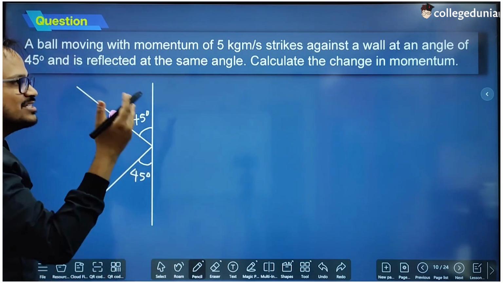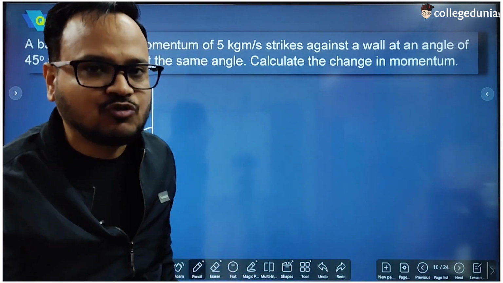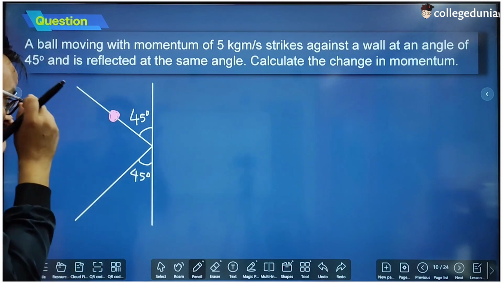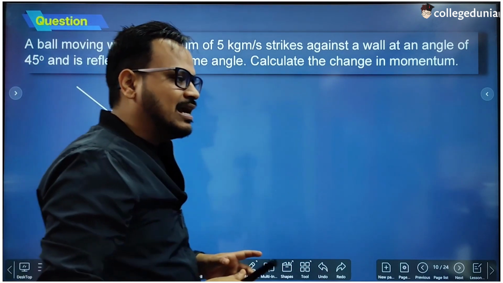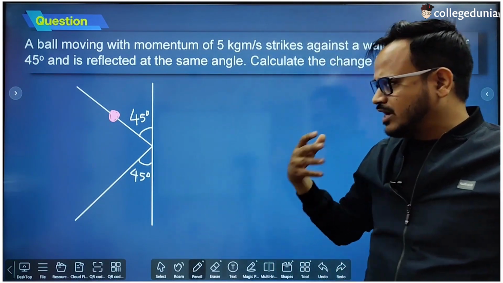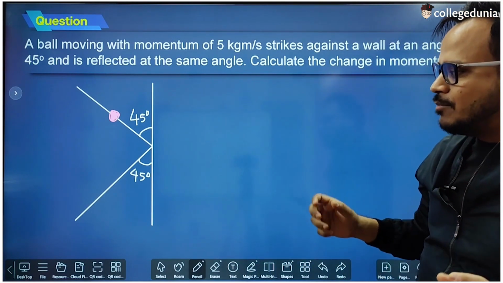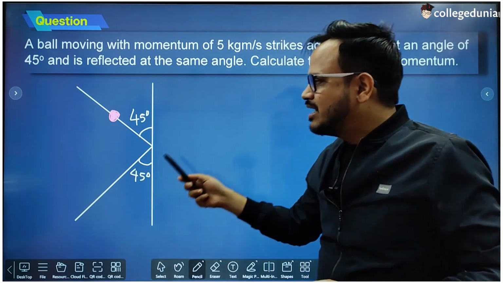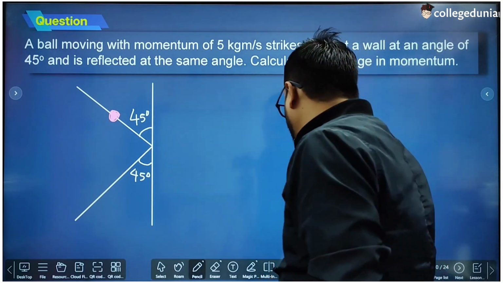Now we have to find the change in momentum, and since change in momentum is impulse, in other words we have to find the impulse. Since impulse is a vector quantity, you cannot directly apply the formula final momentum minus initial momentum. You have to first take the components, because the direction of final momentum and initial momentum is not the same.